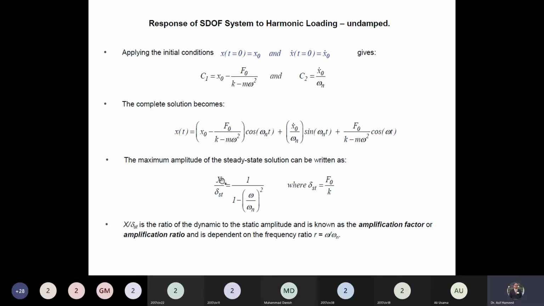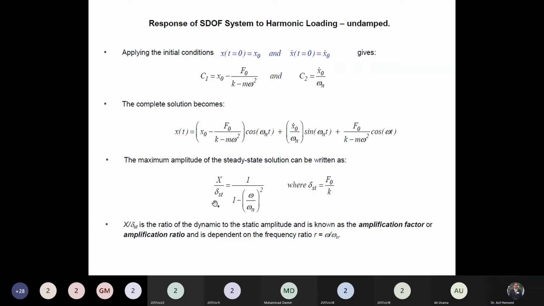What is capital X? Any student? Your section is A. And today is, I think, 23rd. Capital X क्या है बेटा? Sir, dynamic displacement. For the class participation, beta. Dynamic displacement. This is the dynamic displacement. You are right.